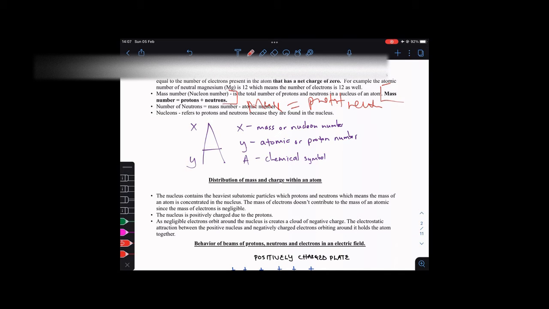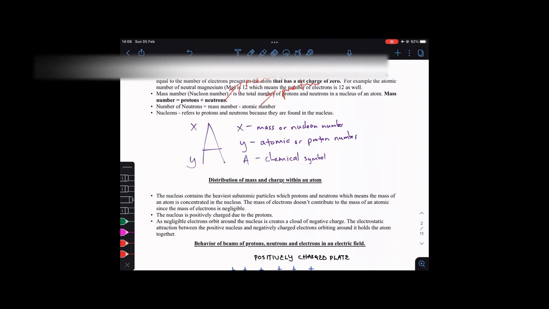Mass number equals number of protons plus neutrons, and then the number of neutrons equals mass number minus atomic number, or nuclear number minus proton number, something like that. Both ways. So mass number is also called nuclear number, and atomic number is also called proton number. It's just another name. Nucleons refer to protons and neutrons because they are found in the nucleus.